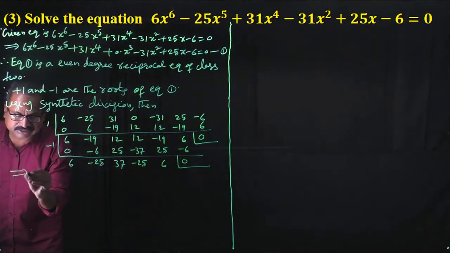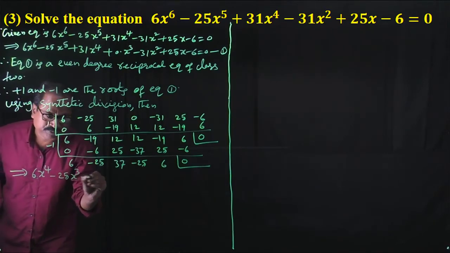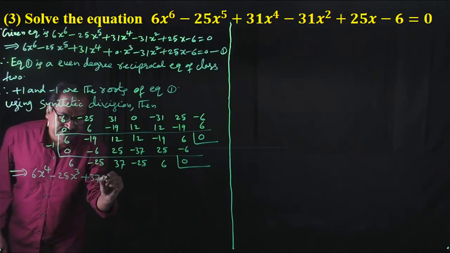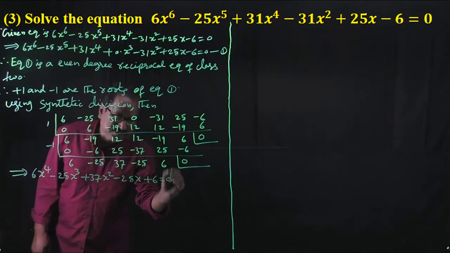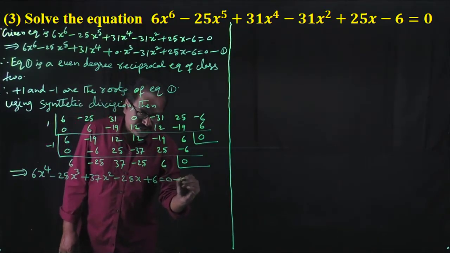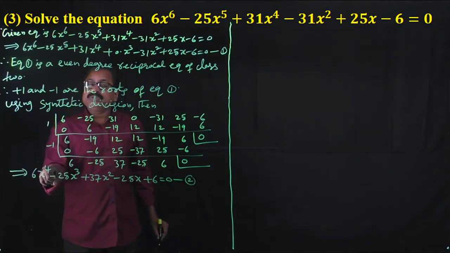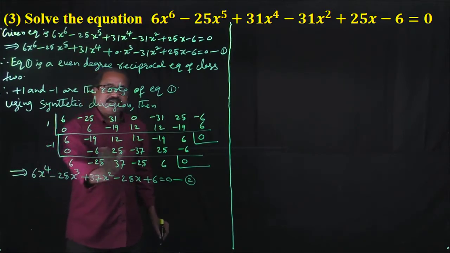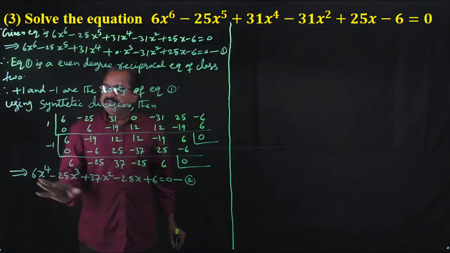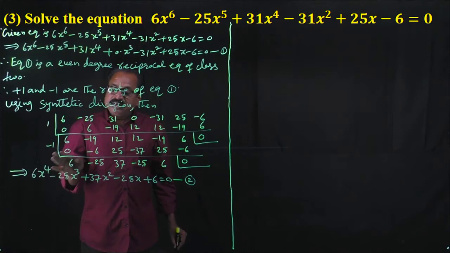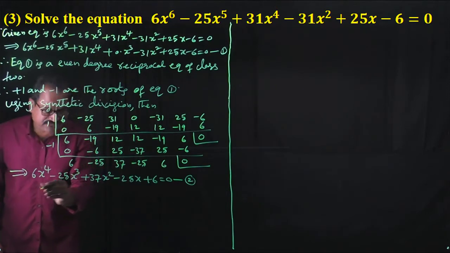So this implies here 6x to the power of 4 minus 25x cube plus 37x square minus 25x plus 6 is equal to 0. This is equation number 2. So this is an even degree reciprocal equation of class 1. Putting x is equal to 0, we get 6. So this is an even degree reciprocal equation of plus 1. Dividing with x square on both sides.